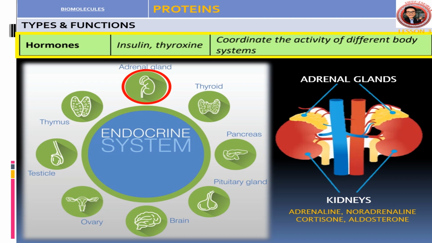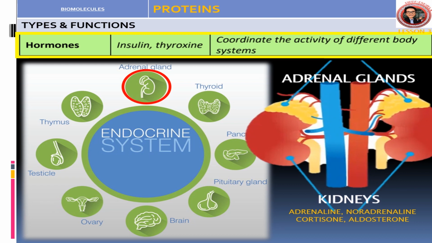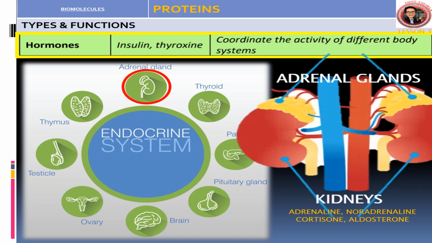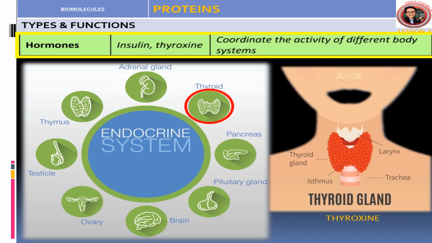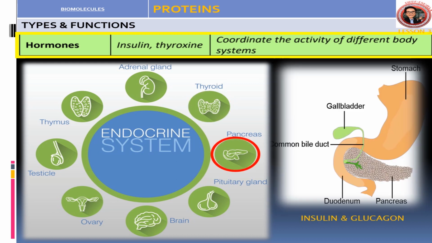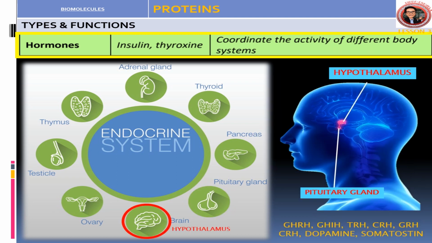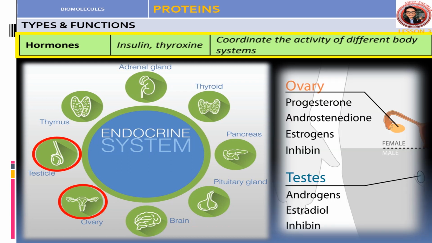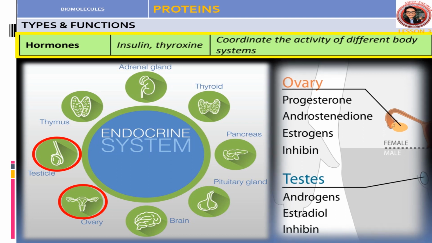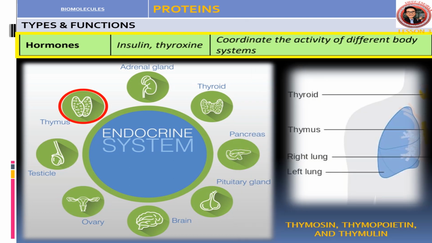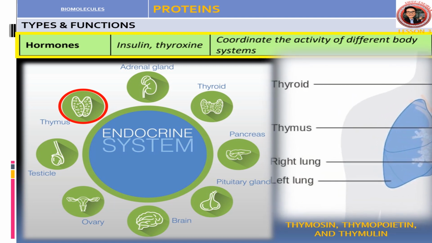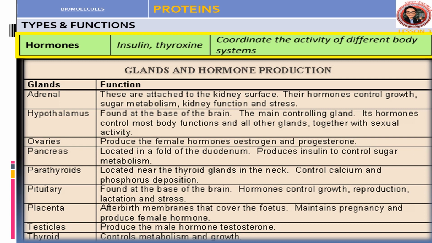Now, look at this picture. It shows the different endocrine glands and the hormones they produce. The following are the endocrine glands found specifically in our body organs such as adrenal, thyroids, pancreas, pituitary, hypothalamus, ovary, testicles or testes, and thymus. For further reference, please study this table showing the different endocrine glands and their functions.